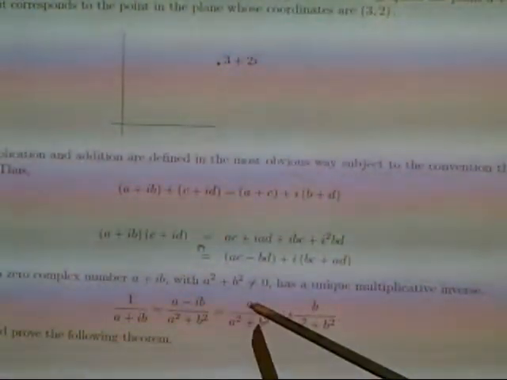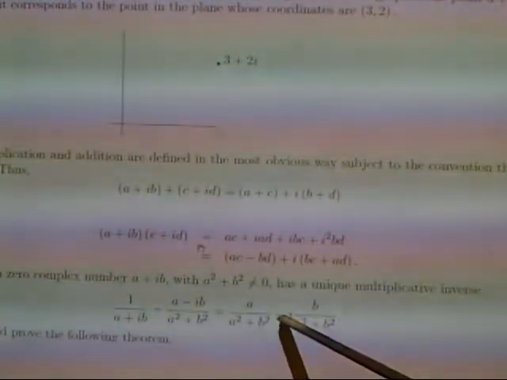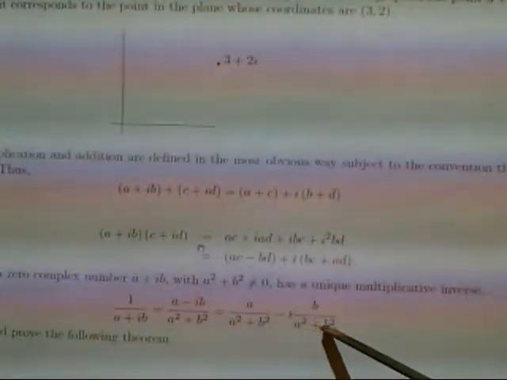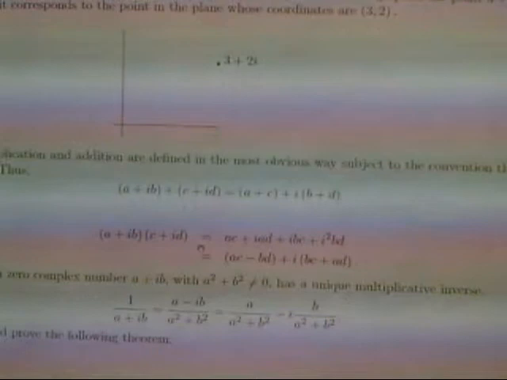Now we are multiplying by a square plus b square, minus i multiplied by b by a square plus b square.